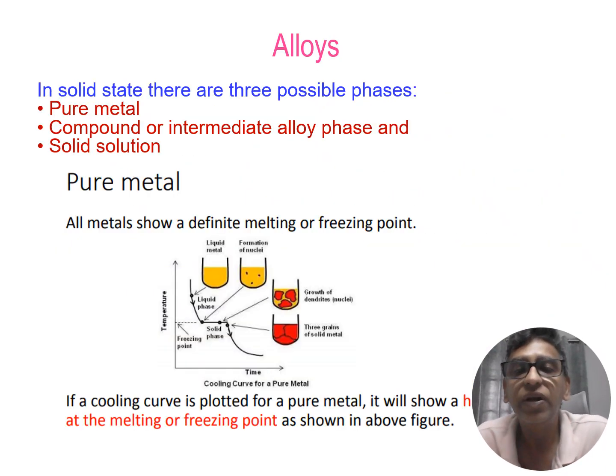In the solid state, there are three possible phases: pure metal, compound or intermetallic alloy phase, and solid solution. For pure metal, all metals show a definite melting or freezing point. Whenever you refer to the graph, the y-axis has temperature and the x-axis represents the cooling curve for a pure metal. If the cooling curve is plotted for a pure metal, it will show the melting point or freezing point as shown in the figure.